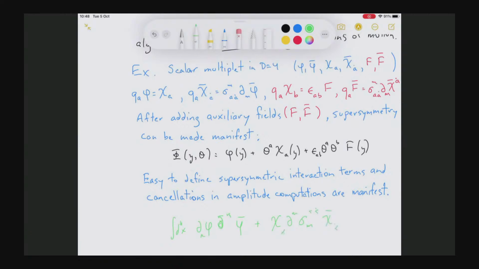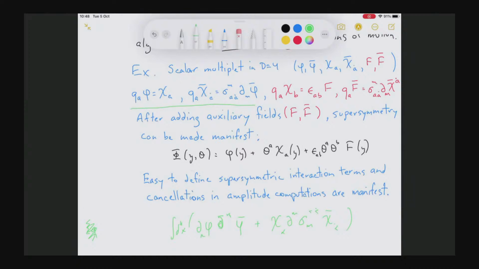So there's the free action. And you find that it is space-time supersymmetric, where these are the ways that phi and chi transform under space-time supersymmetry. But you find that the algebra doesn't close without using equations of motion. You compute Q alpha with Q beta. If you compute Q with Q bar on chi, you find that it closes only if you use the equations of motion d slash chi equals 0.